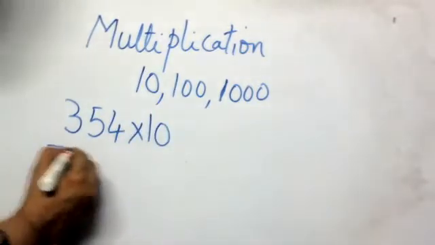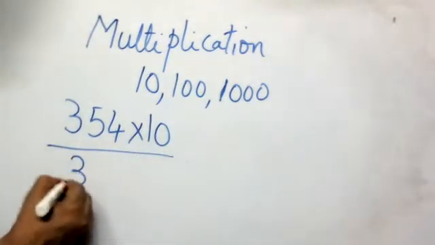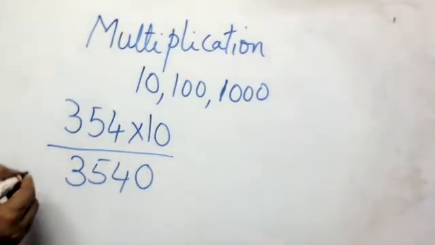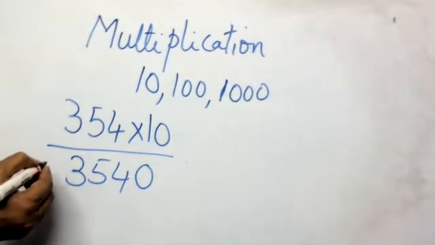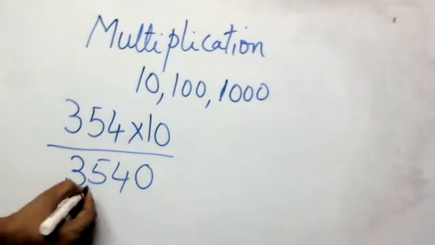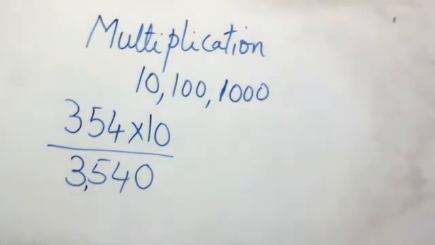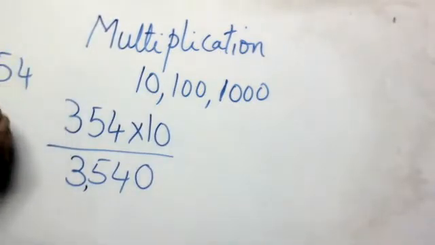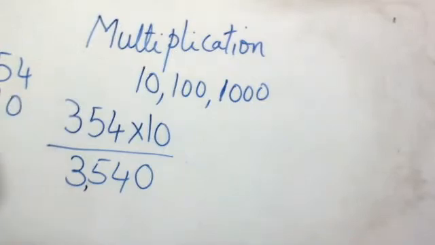So the simple method is: 354, add the 0. That is the simple method. 354 into 10 is 3540. You need not go the long process. If you go to the long method, 354 into 10, you will get the same answer.